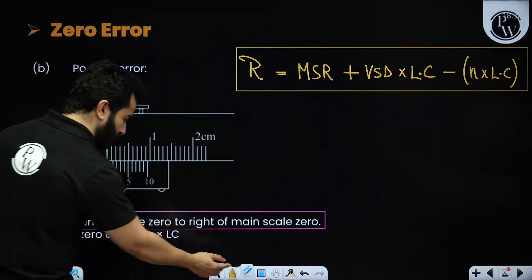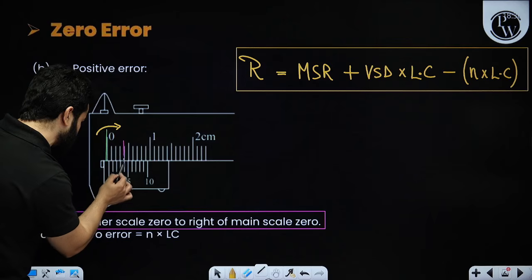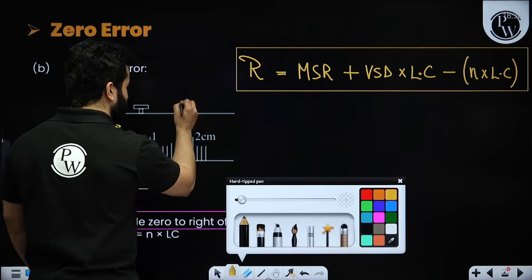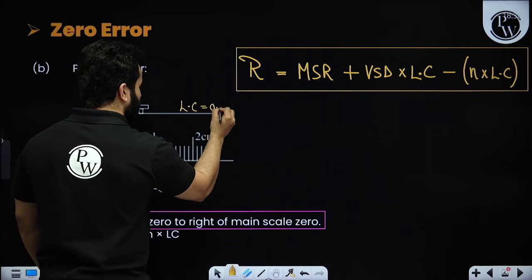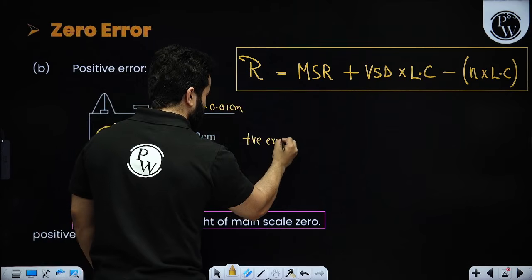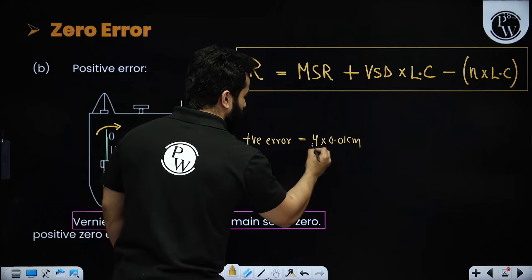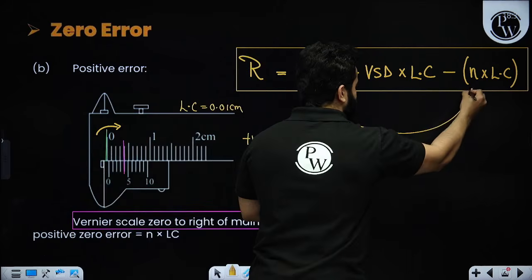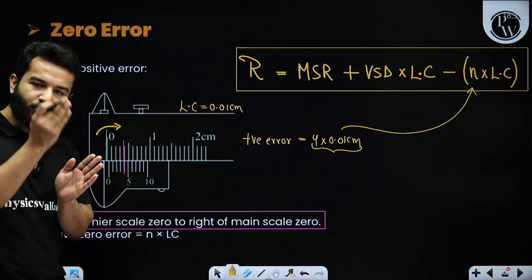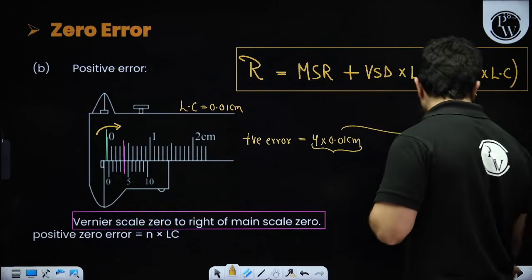Like for example, let's suppose in this case I can see that the fourth division is coinciding, right, and let's suppose for an example the least count of this is 0.01 centimeter. So the positive error will be 4 multiplied by 0.01 centimeter. So when you write down the final answer, subtract this. Hopefully you're getting it. So you need to find the Vernier division which is coinciding with the main scale, right? And similarly for negative.